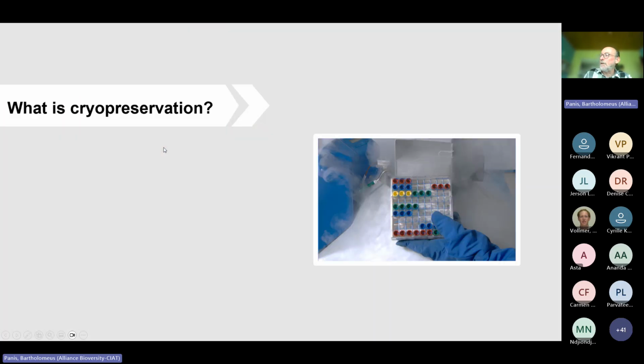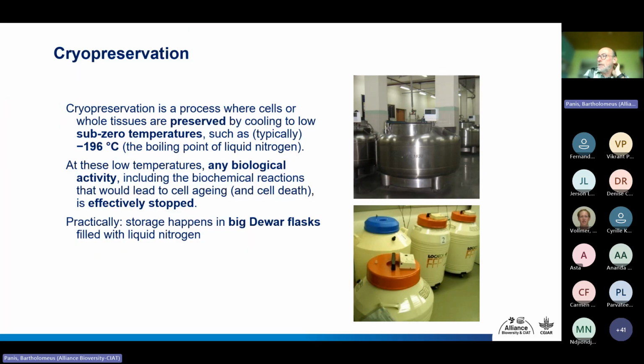So it's all about an introduction to plant cryopreservation. It's always nice when you deal with such technology that you know the basics of it. So what is cryopreservation? Cryopreservation is a process where you store biological material at ultra low temperatures. Most of the time, the temperature of minus 196 degrees Celsius is taken as storage temperature.